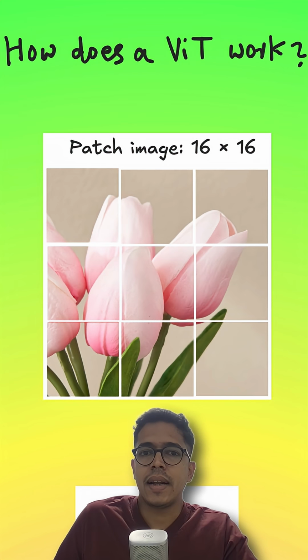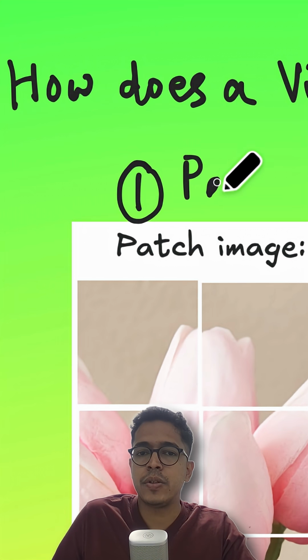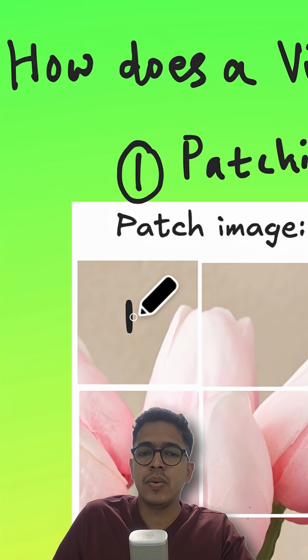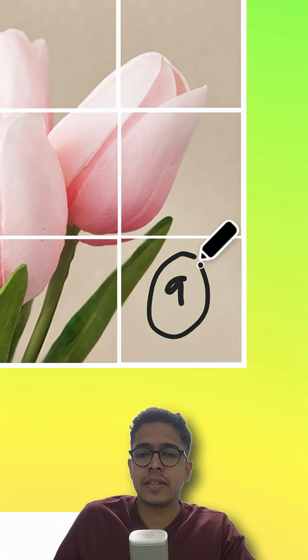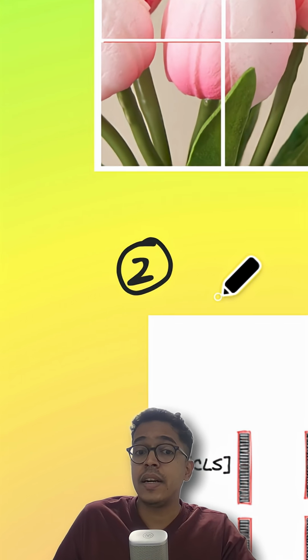Let's try to understand how a vision transformer works. A vision transformer helps you perform image classification. So the very first step is called patching, where you split the images into non-overlapping patches. So here this image is split into 3 by 3, which is total 9 patches. In the next step, you pass the patched images into the vision transformer architecture.